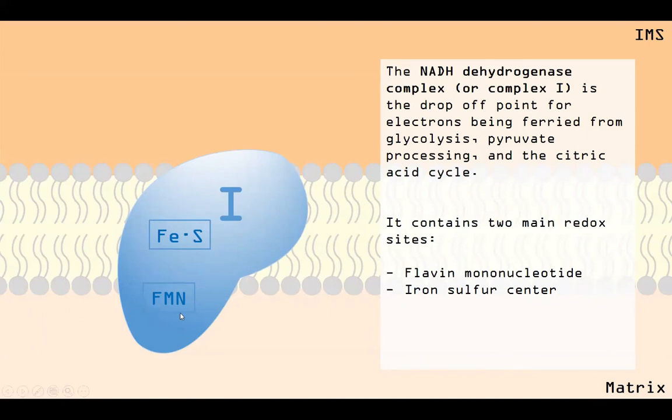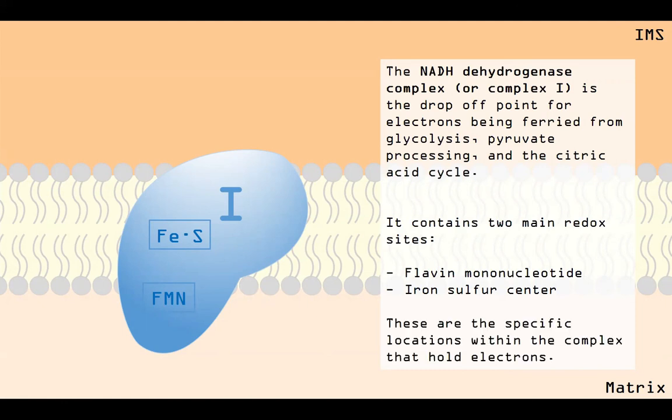So I want you guys to kind of loosely think about these because again, I'll bring them back up at the end for a recap. For now, think of these as kind of like the hands of the complex that are able to hold electrons. So they'll just be exactly where those electrons can land. Okay, so we have our complex 1 kind of set up. We know that it is about to receive electrons.